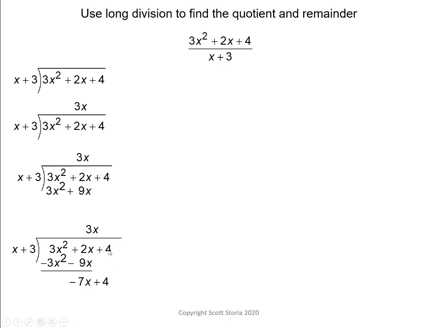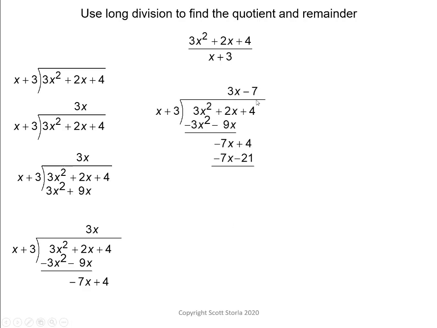Now I move on to the next place value, and I bring down the 4. And I start the whole process over again. I look at the leftmost terms, my x and my negative 7x. And in order to get this product from this factor, I'll need to multiply by negative 7. So up above the bar here, I'll now put a subtract 7. And then I'll multiply and multiply.